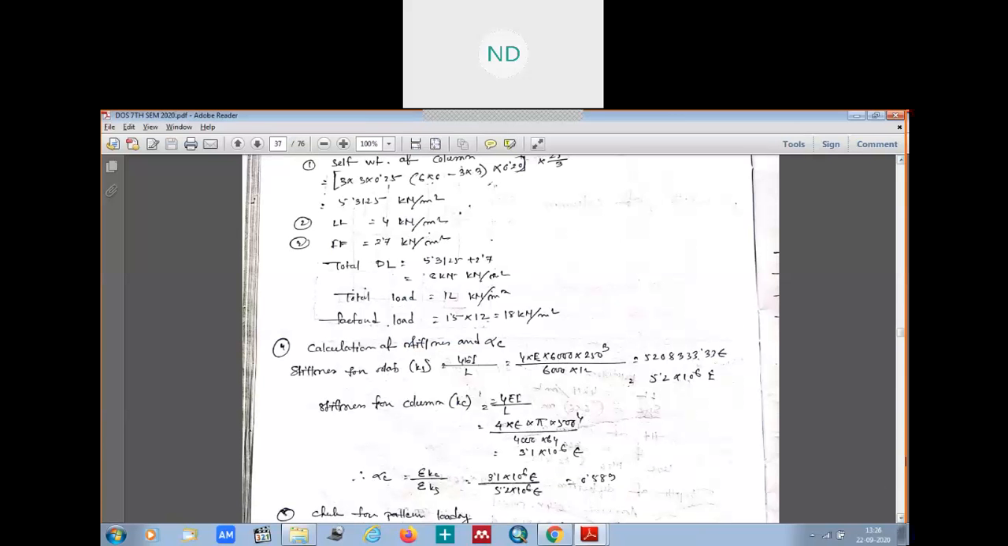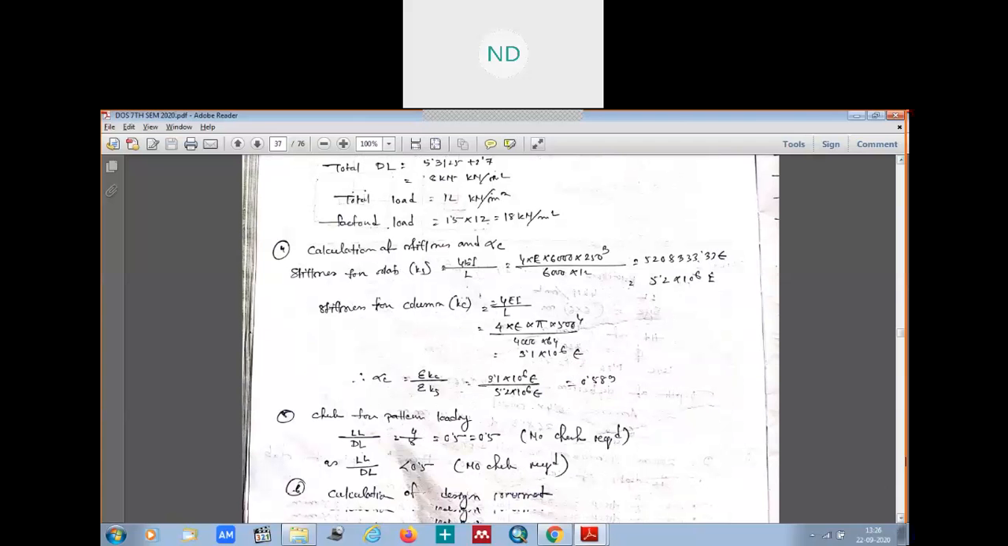But we have calculated the alpha c. Now let us check what is our check for pattern loading. We used to calculate the live load to dead load ratio. If it would have been greater than 0.5, then there would be correction required, and so we would calculate the alpha c minimum. But here we see that your live load to dead load ratio is equal to 0.5, which is less than or equal to 0.5. So no check or correction is required here.